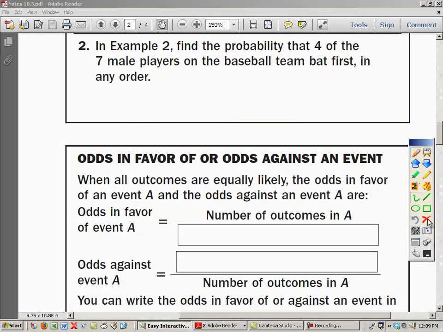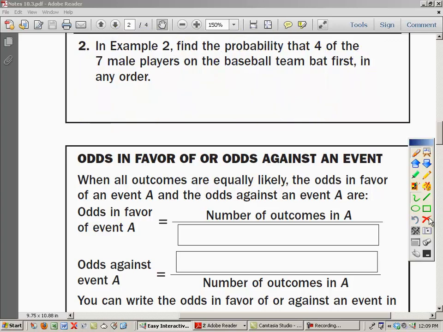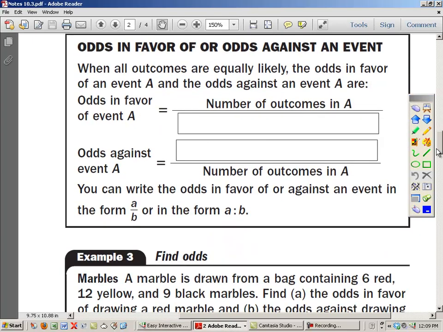All right? Second example. In example 2, find the probability that 4 of the 7 male players of the baseball team... Oh, I'm sorry. I forgot about this. Example 2 talks about an example that isn't in your text. So for some reason, we're missing a page on this note. So don't worry about this example right here. We won't take any time with that example because example 2 isn't in my scenario. All right? And there's something else quirky coming up about this lesson, but we'll get to that on the next page. All right, so let's go ahead and let's take a look at odds.